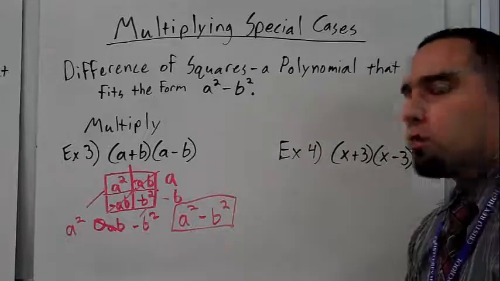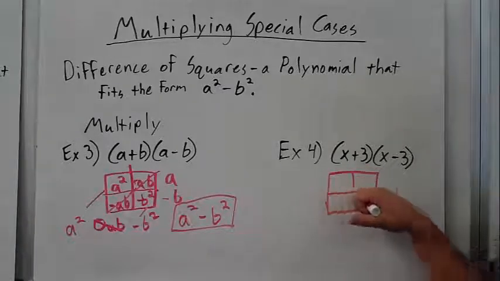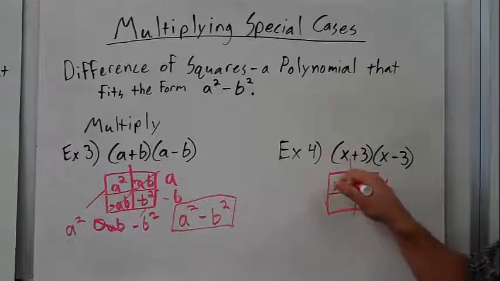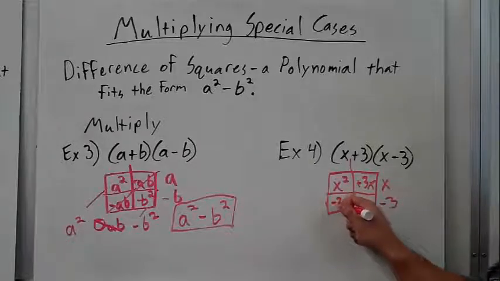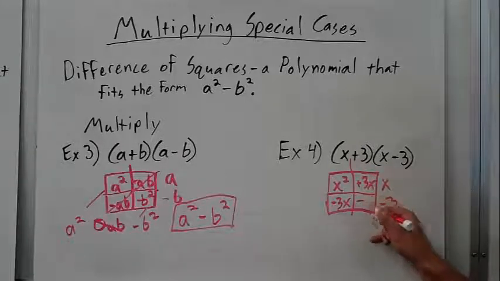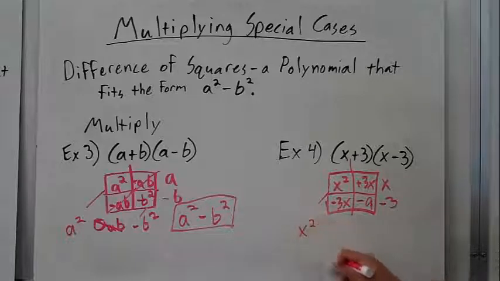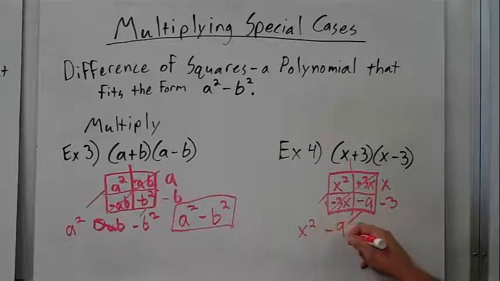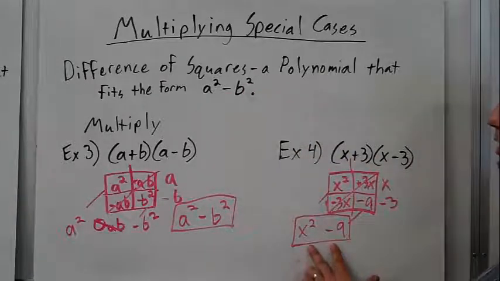Let's try it now with actual numbers. Same exact process. Use my box. This is going to be x, and this is going to be negative 3. X times x gives me x squared. This is going to be positive 3x. This is going to be negative 3x. And again, you can see these cancel each other out. But here I get negative times positive, and I get a negative 9. Write my answer out, and I get x squared. These cancel each other out. I'm left with x squared minus 9.